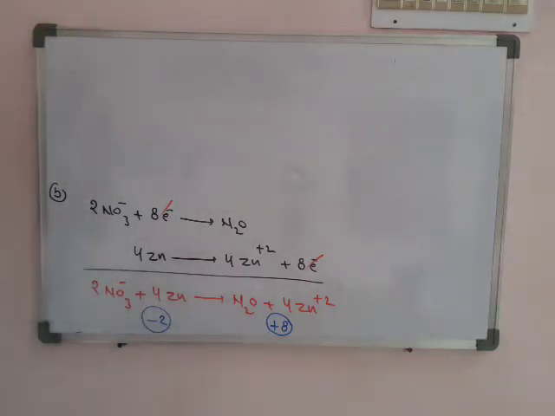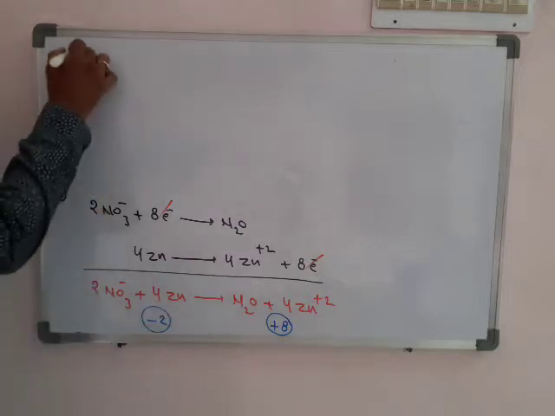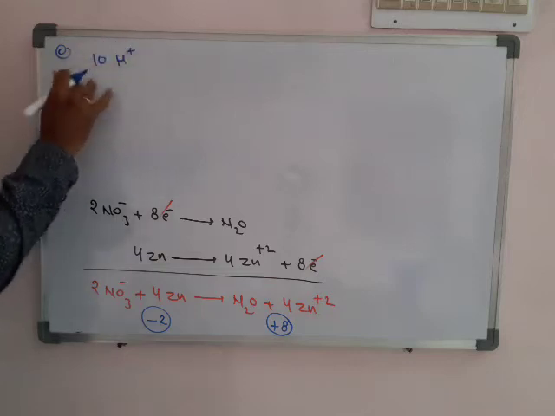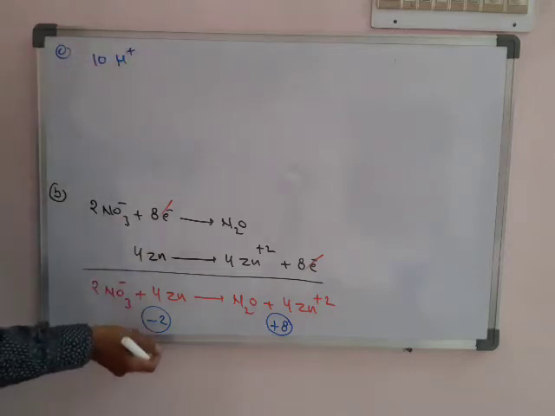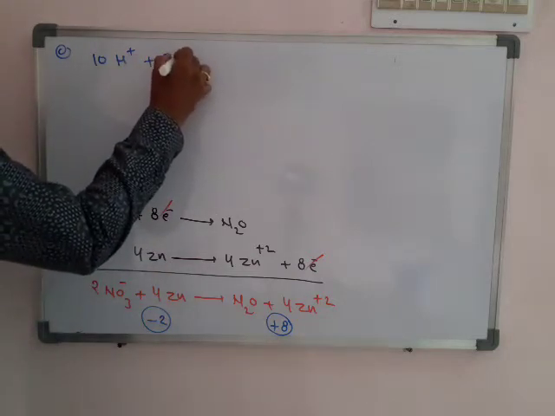We have to add how many electrons? I think we have to add 10 electrons. Adding 10 H plus, we will get the same thing. H plus and plus 10 also. Plus 10 minus 2 will become +8, and +8. So write the remaining the same.